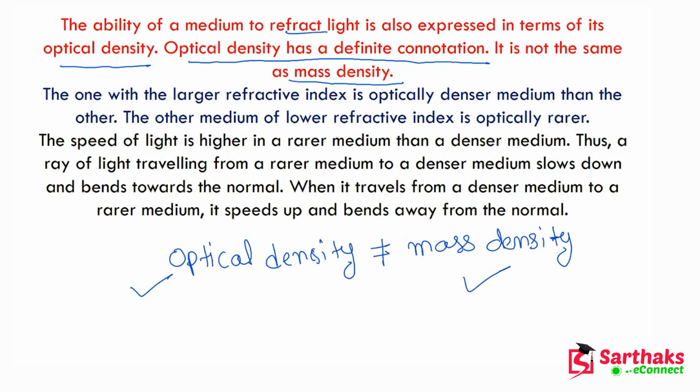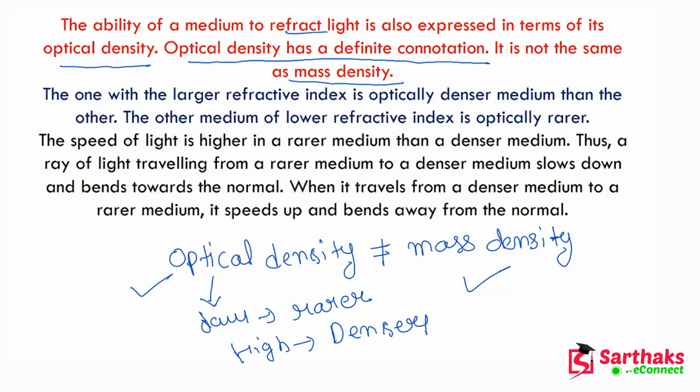So if the optical density of a medium is low, this means the medium is a rarer medium. But when it is high, in that case, the medium is denser. Okay, I hope you got my point. The one with the larger refractive index is optically denser, and the other medium of lower refractive index is optically rarer.